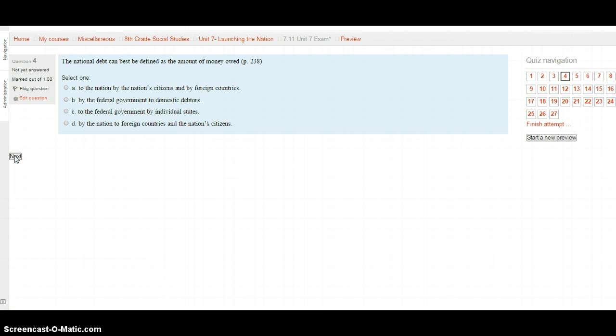Question 4. The national debt can best be defined as the amount of money owed to the nation by the nation's citizens in foreign countries, by the federal government to domestic debtors, to the federal government by individual states, or D. by the nation to foreign countries and the nation's citizens. So go ahead and go to page 238, select the answer that best fits, and hit the Next button whenever you're ready.